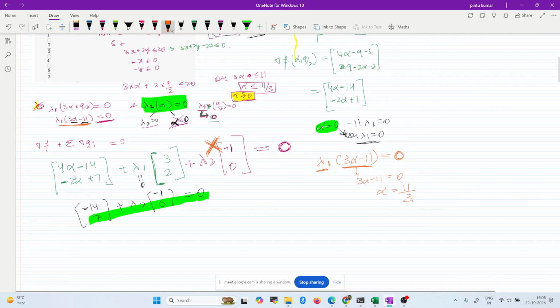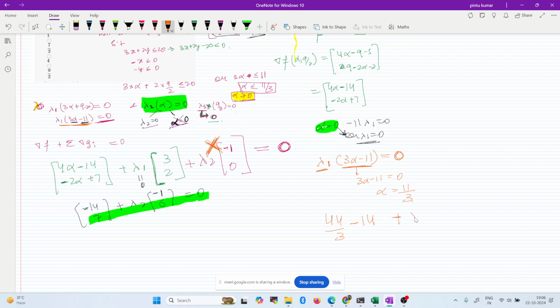Okay, let's try replacing this over here. So this is 44 by 3 minus 14, right? Now my lambda 1 is non-zero, so plus lambda 1 times 3, this thing is 0. And the second quantity is minus 2 times 11 by 3 plus 7, plus 2 lambda 1 is 0.